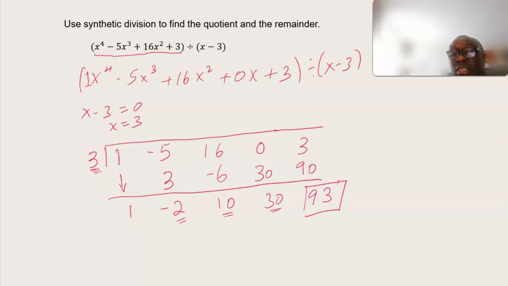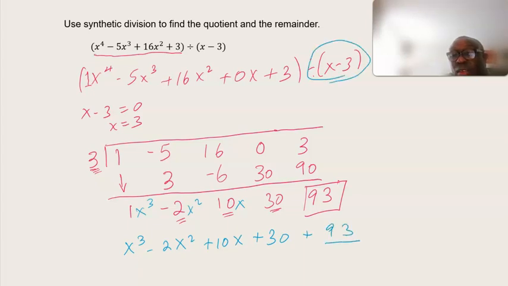So what happens, since we had a quartic function, once you do division, whatever you end up with is a cubic function. So the coefficient for x cubed is 1, the coefficient for x squared is -2, and the coefficient for x is +10. So therefore, we end up getting x cubed minus 2x squared plus 10x plus 30 and then plus 93 divided by what you are dividing with. This expression that we are dividing with, which is x minus 3.